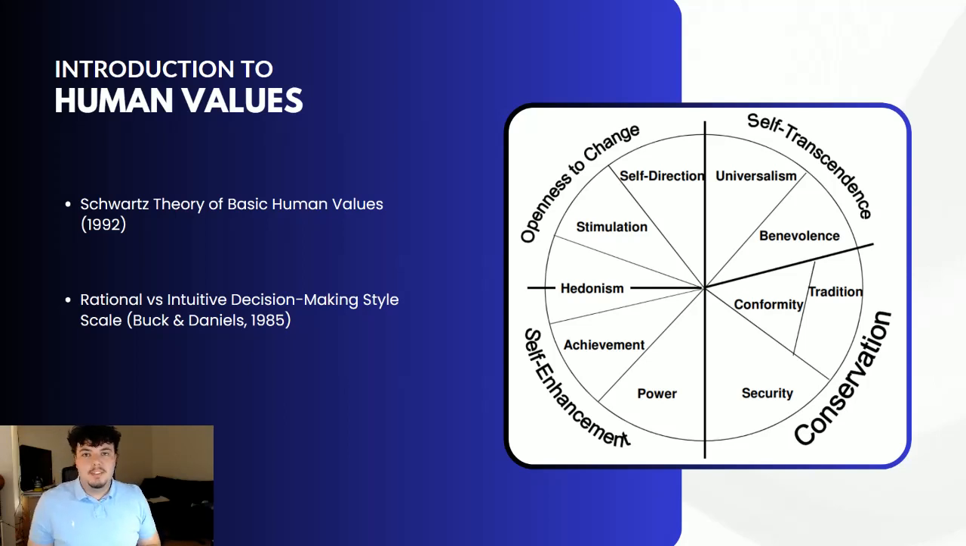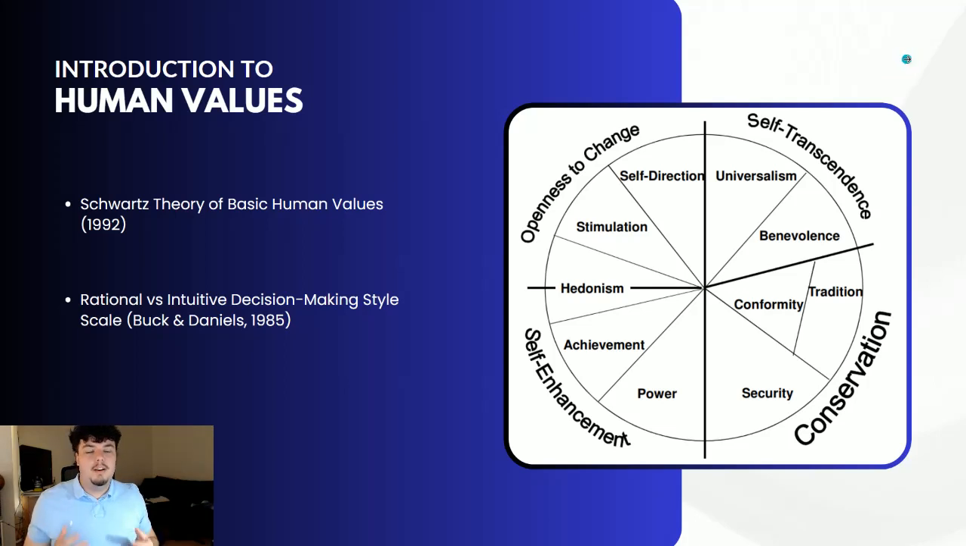The rational versus intuitive decision-making style scale is also relevant. It states that rational decision-making involves analyzing a problem and evaluating alternatives. Conversely, intuitive decision-making involves making instinctive decisions that are spontaneous and based on feelings and intuition.